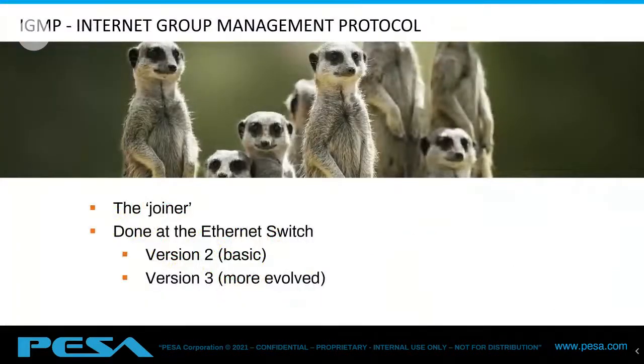The Internet Group Message Management Protocol. I love this little slide with all the meerkats. We use this guy to be the joiner. And these little meerkats are looking out for who's going to want to talk and who's going to want to listen. So the Ethernet switch under version 2 is fairly basic. In version 3, it's a little bit more evolved and a little bit more sophisticated and a little bit more secure, actually a lot more secure. The joiner is actually listening for a request for a multicast emission.